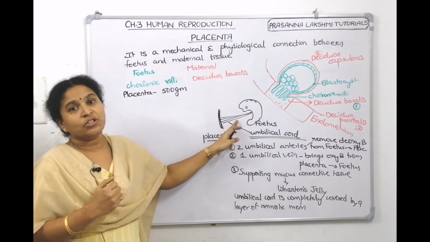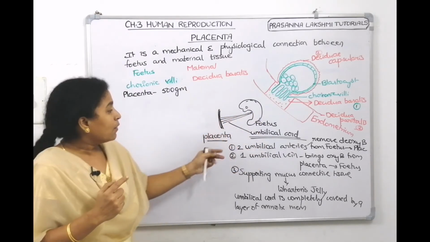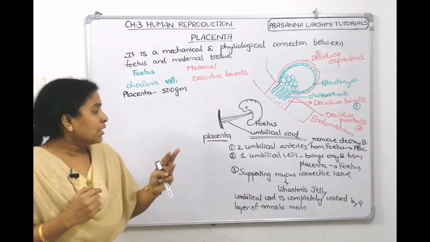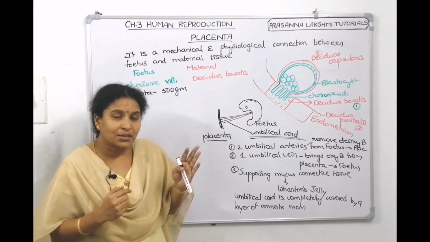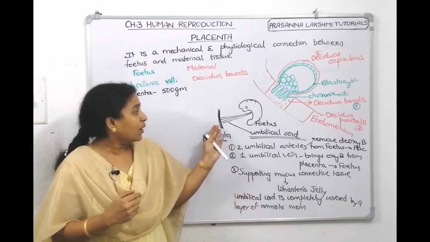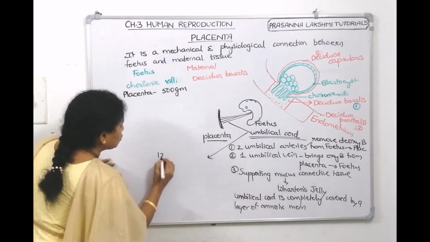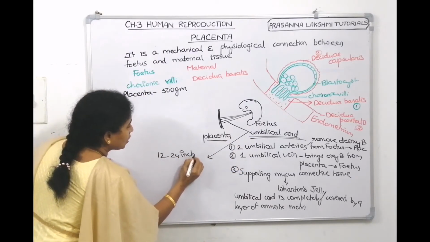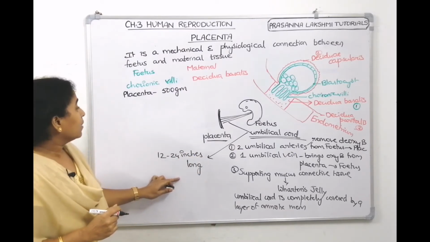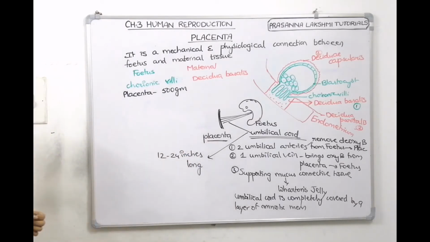Now, there is a cord which connects the placenta to the fetus. That cord is called the umbilical cord. What does this umbilical cord have? It has two arteries, one vein, and a mucous connective tissue called Warthin's jelly, and it is completely wrapped by amniotic membrane. The length of this umbilical cord is 12 to 24 inches, and the weight of the placenta is 500 grams. Take a screenshot, then we will discuss.